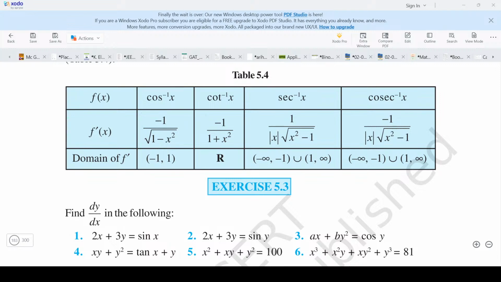Now, if you closely observe this one, the slope of this graph is always positive. Can you see? Here, if you draw a tangent, it will go like this, like this, like this. The slope of this graph is always positive. Do you agree? Yes, sir.